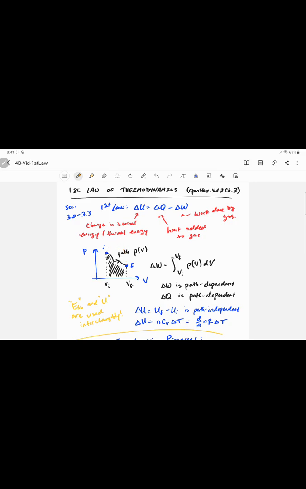Another thing I'd like to point out is that a path, P as a function of V, a path in the PV plane, is reversible. In order to draw a path, you have to have a whole bunch of points that are well-defined, and each one of these points has a well-defined pressure and volume. So anytime you see a path on a PV plane, it means that the process is done reversibly. And reversibly means slowly.